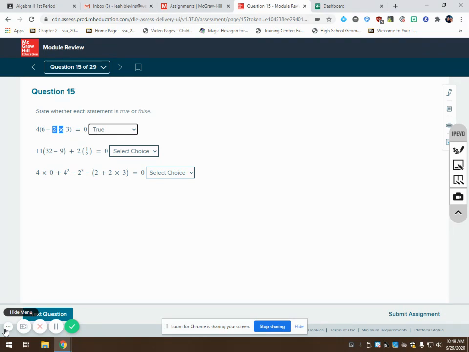Next statement, 32 minus 9. 32 minus 9 is what, 23? 23 times 11 is some really big number. Some really big number plus 1 is not going to be 0, so this has to be false.